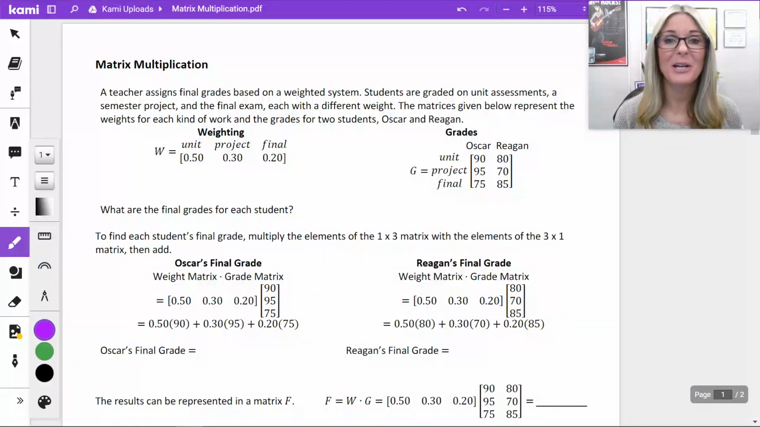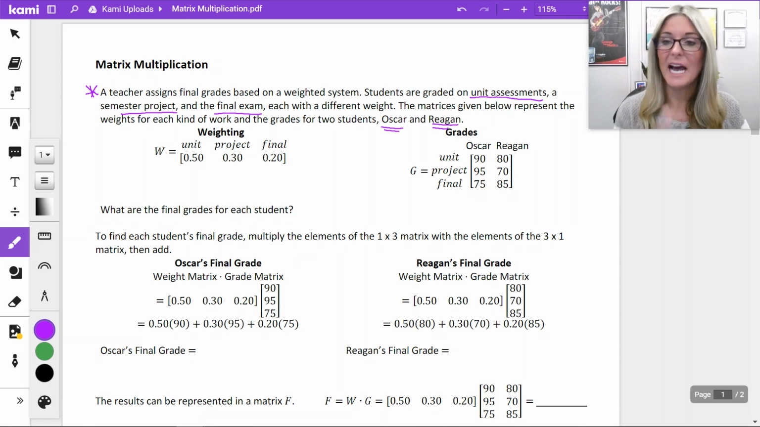In today's lesson, we are going to multiply matrices together. As our example, a teacher assigns grades based on a weighted system. Students are graded on unit assessments, a semester project, and the final exam, each with a different weight. The matrices given below represent the weights of each kind of work and the grades for two students. We have Oscar and we have Reagan.